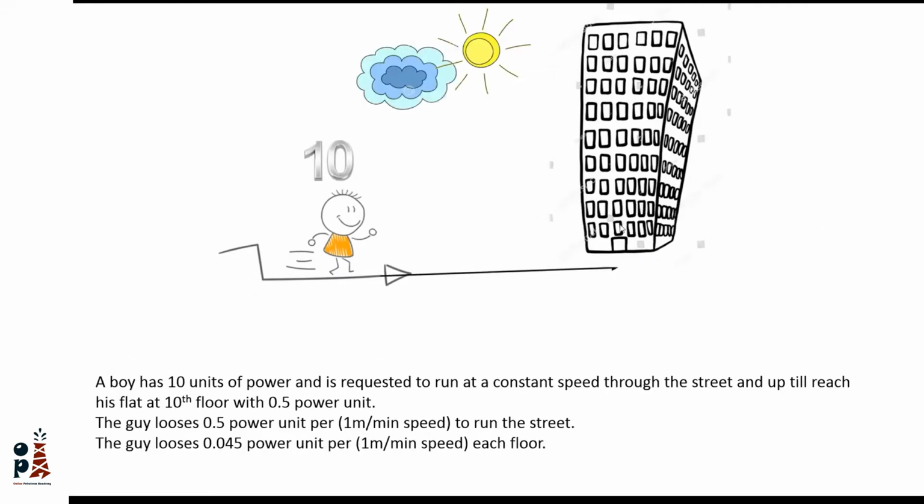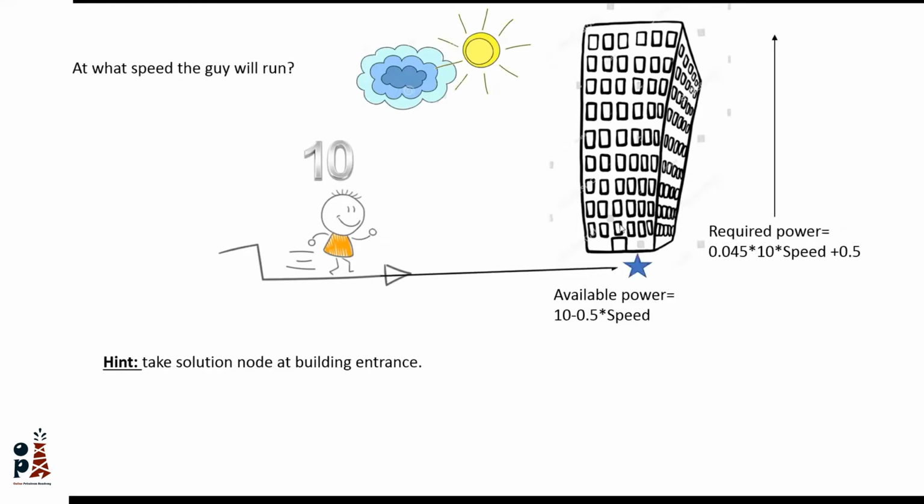So as this guy runs the street, he will lose some of his energy and will reach the entrance with a certain energy. The energy he loses will be proportional to his speed. While this guy is trying to go up to his flat, he will require a certain pressure. This pressure will also be proportional to the speed of running up the stairs.